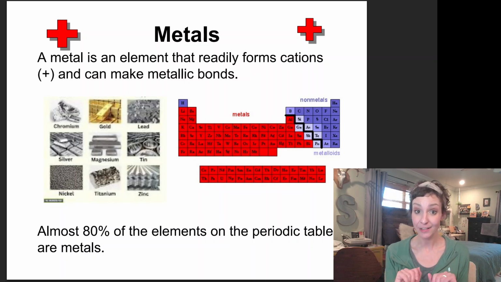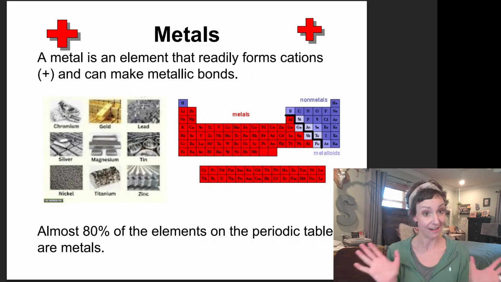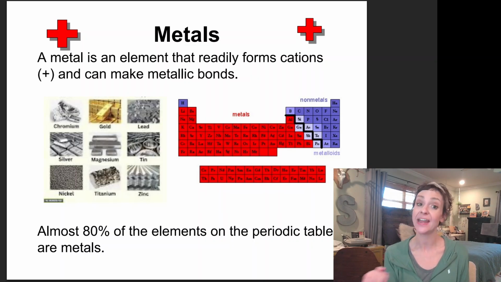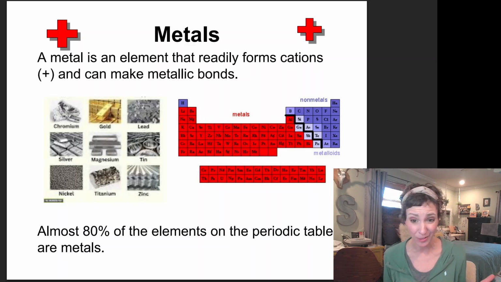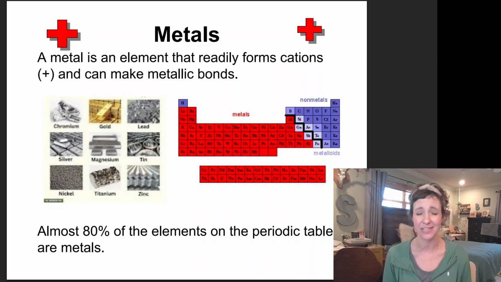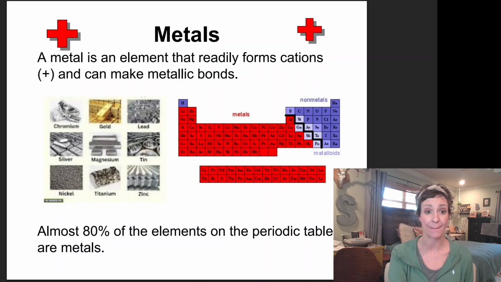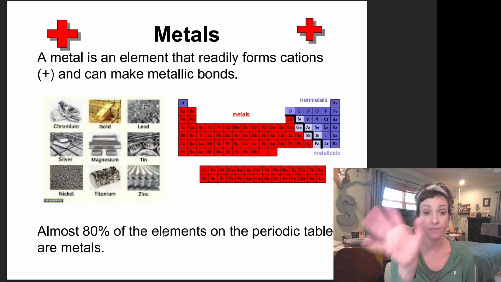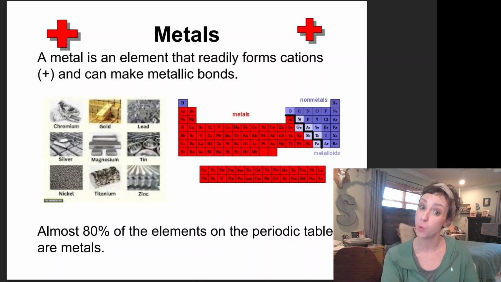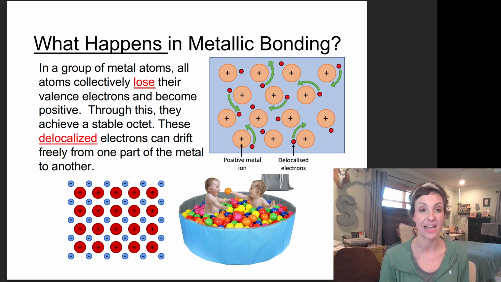A metal is an element that readily forms cations, which are positive, and therefore can make metallic bonds. Almost 80% of the elements on the periodic table, you guys, are metals. Everything that we colored there red is a metal. Here's some examples. We got chromium, gold, lead, silver, magnesium, tin, zinc, titanium, nickel. All of these, right? So anything that I've colored red is a metal and will form a positive cation and can therefore make metallic bonds.